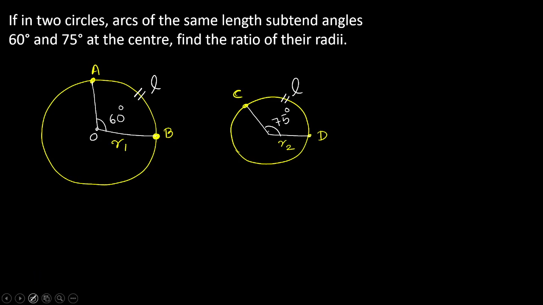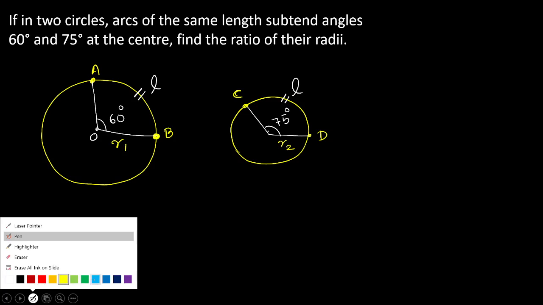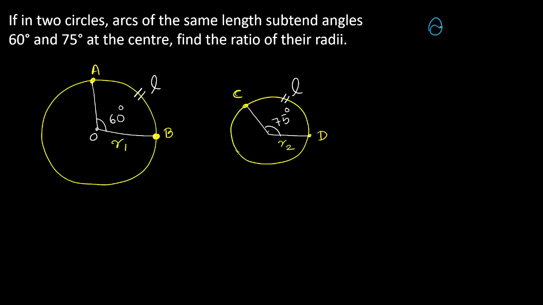So before starting, all of you please listen. We have a formula: the center angle in radian measure equals L by R. Do you remember this formula? The center angle is equal to L by R. But it is in radian, remember, not degree. The center angle theta in radian equals L by R.